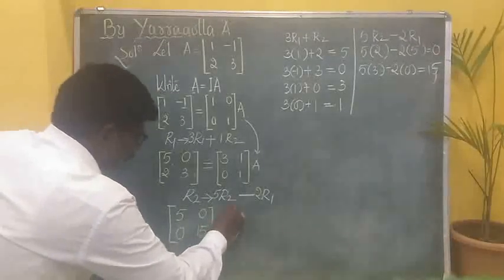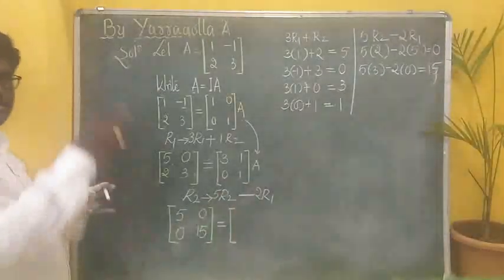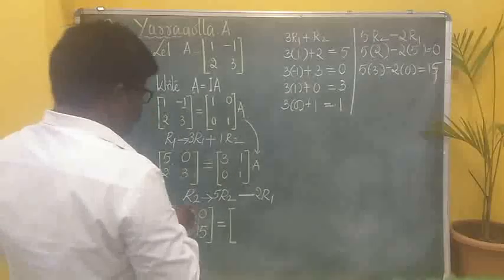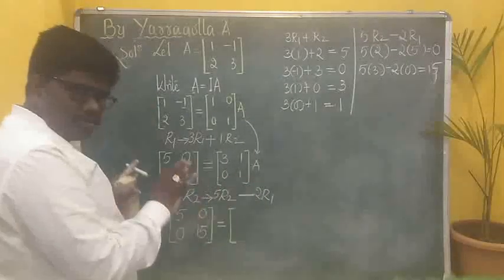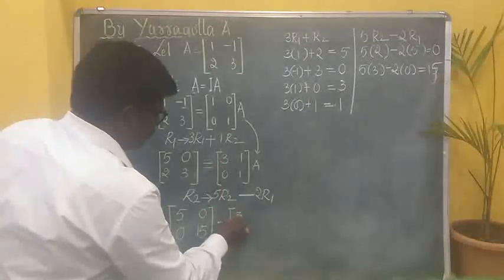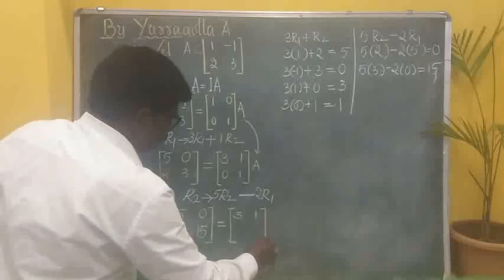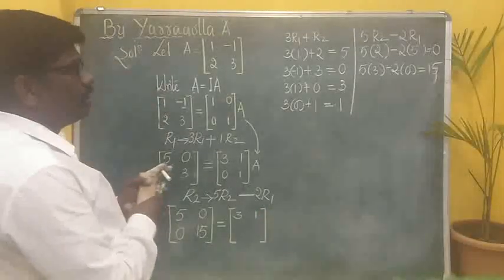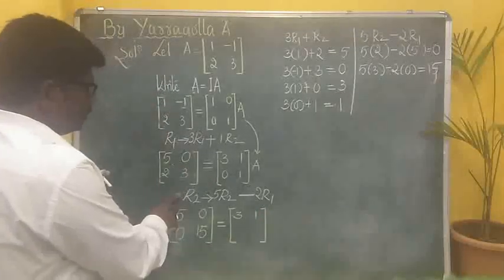Equal to. On this side also you have to use the same rule and change this. As it is, I am not changing the first row because I am changing the second row. I will write these first row elements as it is: 3, 1.